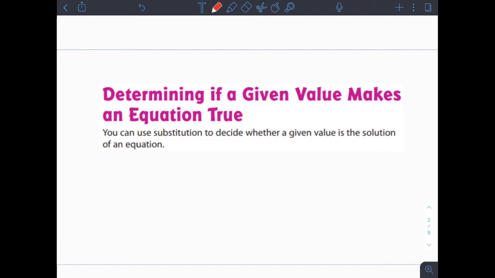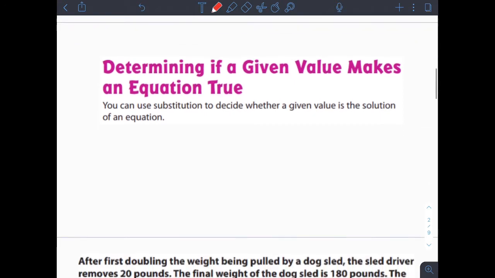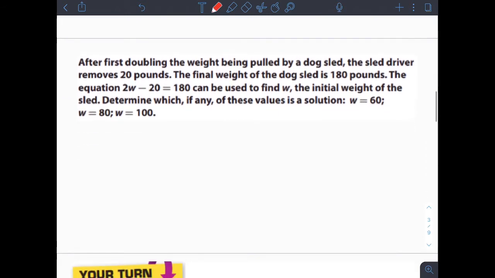So it says determine if a given value makes an equation true. You can use substitution to decide whether a given value is the solution of an equation. So before they would give us the equation and we would have to solve for the solution. Now they're giving us the equation and possible solutions, and all we have to do is plug it in to check if they'll make our equation true. Okay, so we'll start with the first problem.